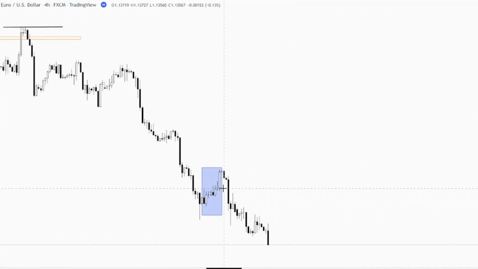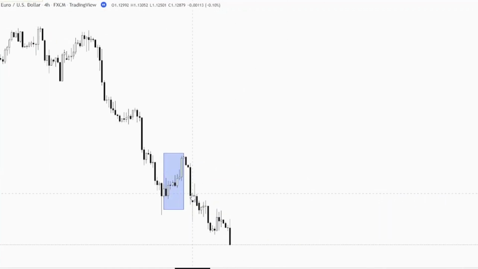Now that is what structure within structure looks like. On a bigger time frame, you will be on a bearish move, but if you take a correction move of that bearish move and check it on a smaller time frame, you will find another structure which is different from the structure of the bigger time frame, and that is what structure within structure looks like. This concludes our video on market structure and structure within structure.